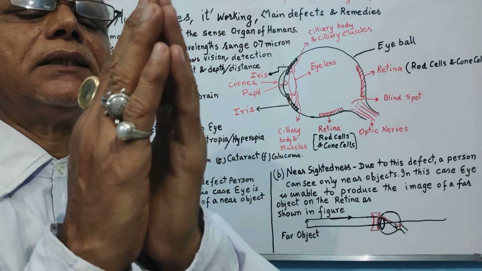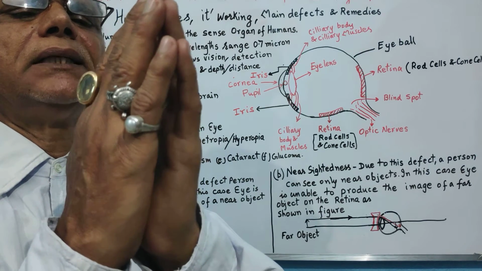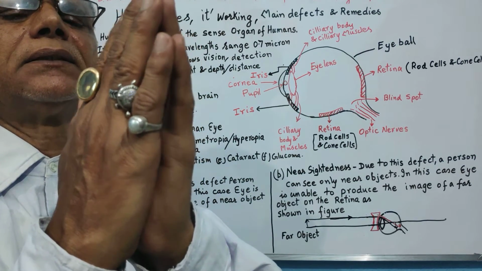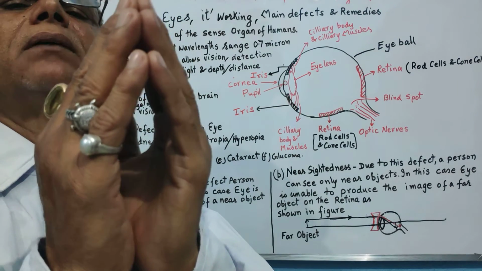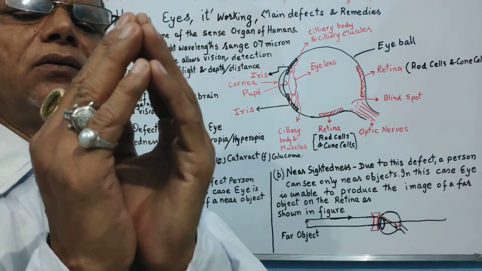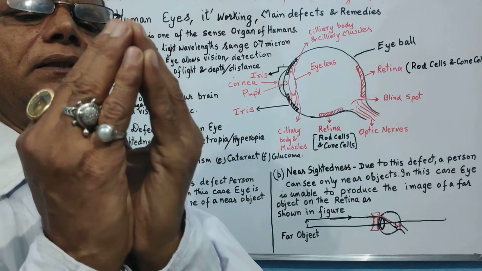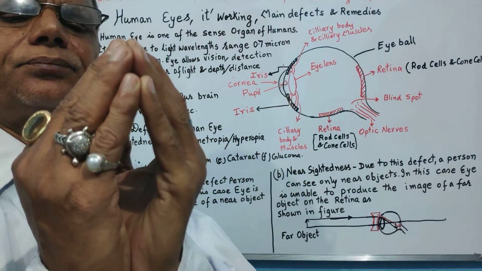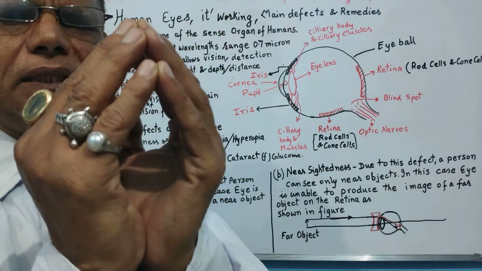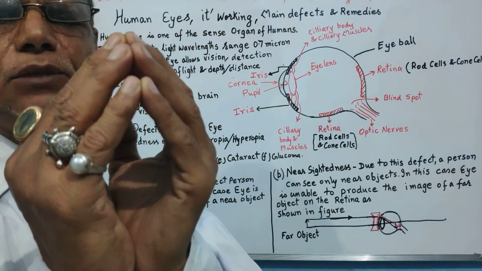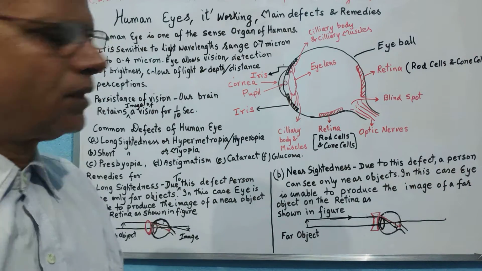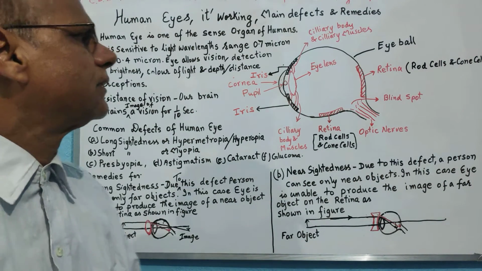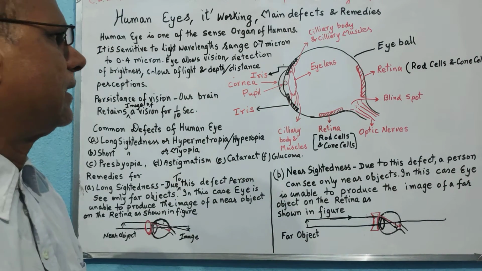When the lens is increasing its length, the converging power of the lens is reduced. When its thickness is increased, the converging power of the lens is increased, means when it is more bulging, the converging power is increased. Now, how it helps us, let us try to understand.